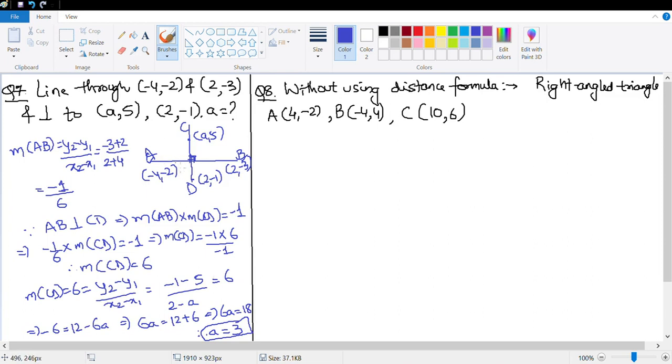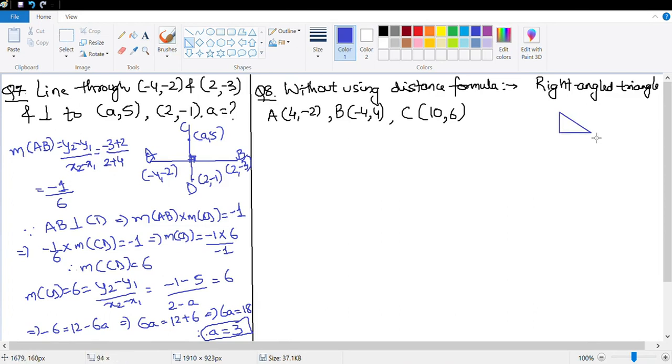So let's look at the next question. The next question is question number 8. Question number 8 says, without using the distance formula, show that these points are the vertices of a right angle triangle. So there is a triangle, but we need to prove that it is a right angle triangle.